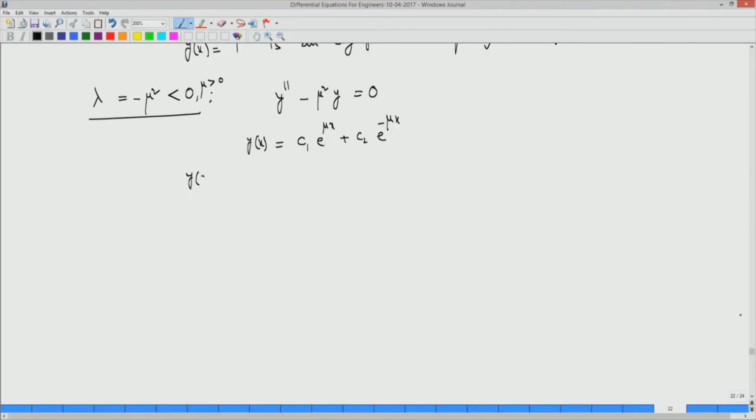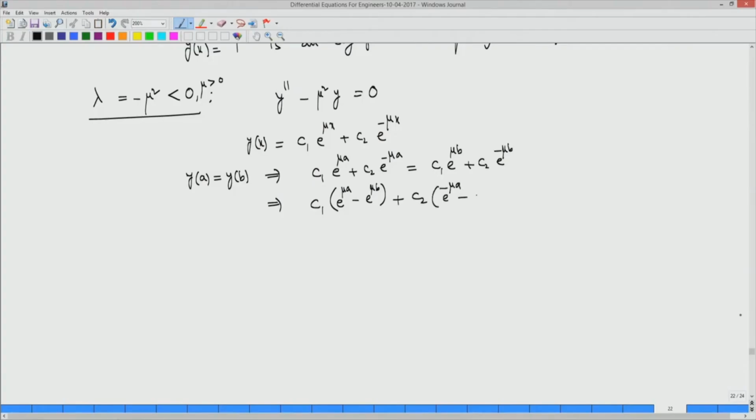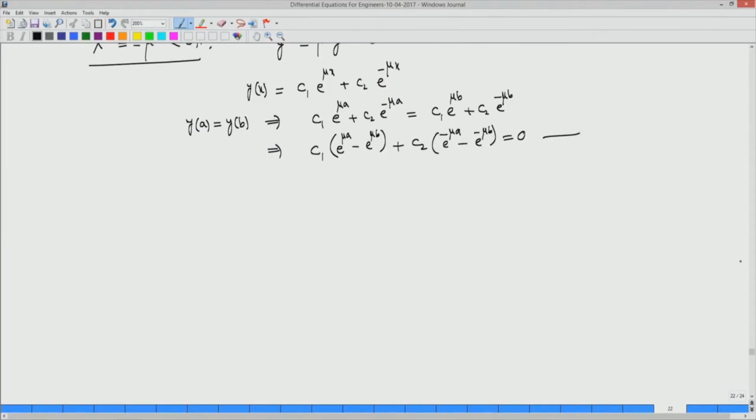So you apply the boundary condition y at a equal to y at b. If you apply it, you get c1 e power mu a plus c2 e power minus mu a equal to c1 e power mu b plus c2 e power minus mu b. So the equation is c1 times (e power mu a minus e power mu b) plus c2 times (e power minus mu a minus e power minus mu b) equal to 0. So this is equation number 1.